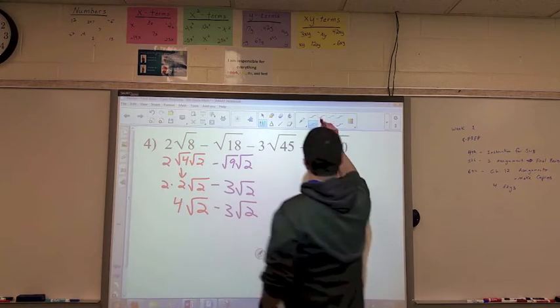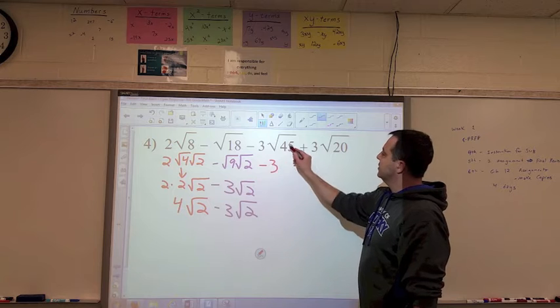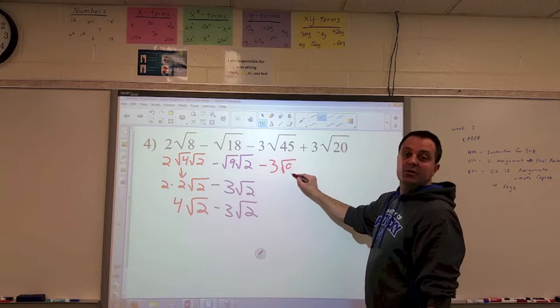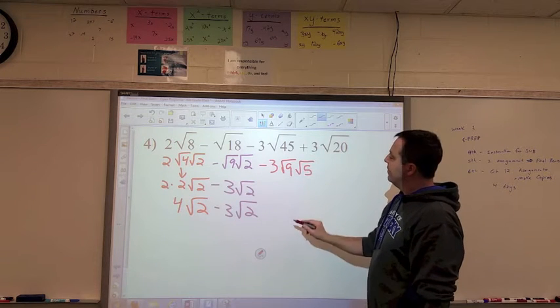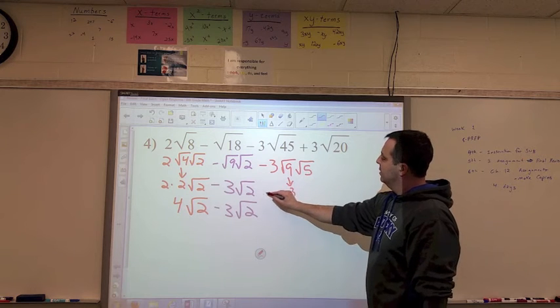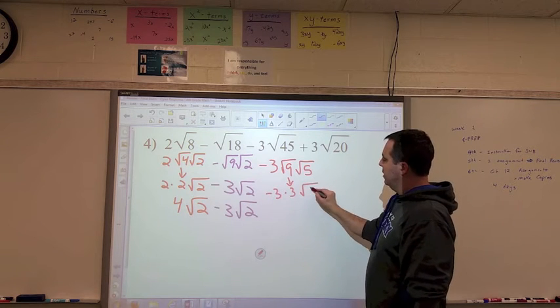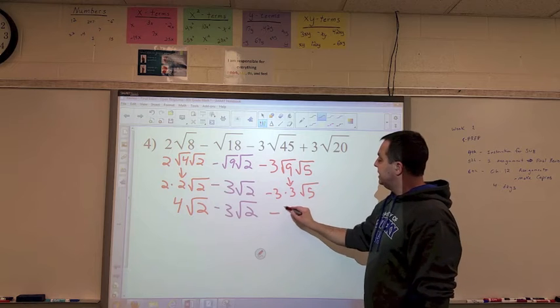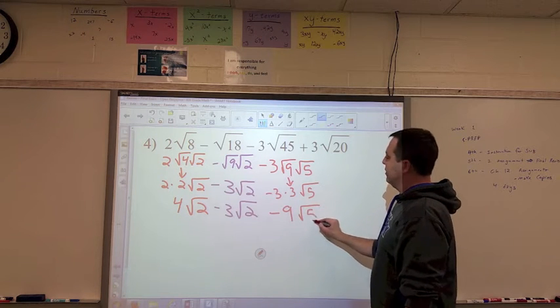Next, we're simplifying. Minus 3 times the square root of 45, which is the square root of 9 times the square root of 5. Well, the square root of 9 is just 3. So we've got negative 3 times 3 times the square root of 5. That's minus 9 times the square root of 5.